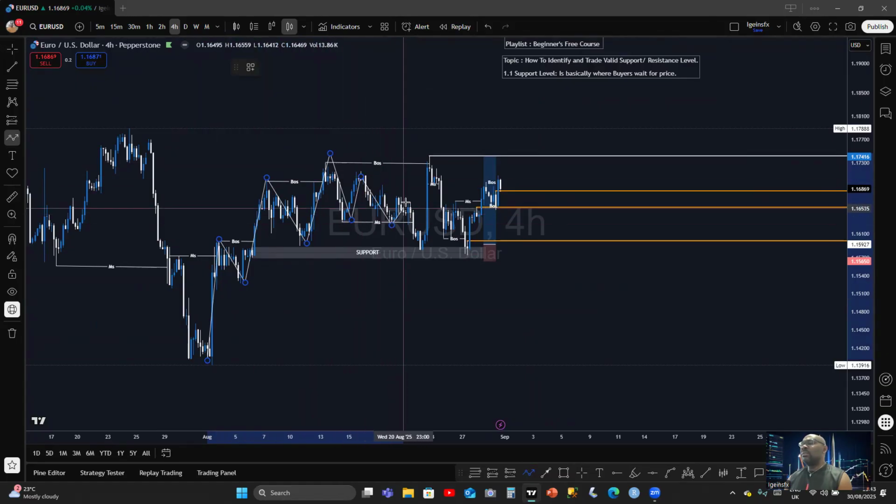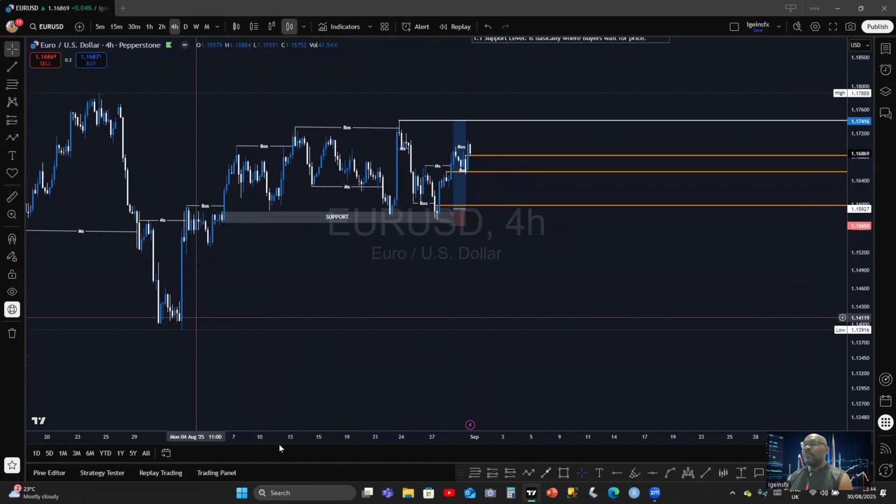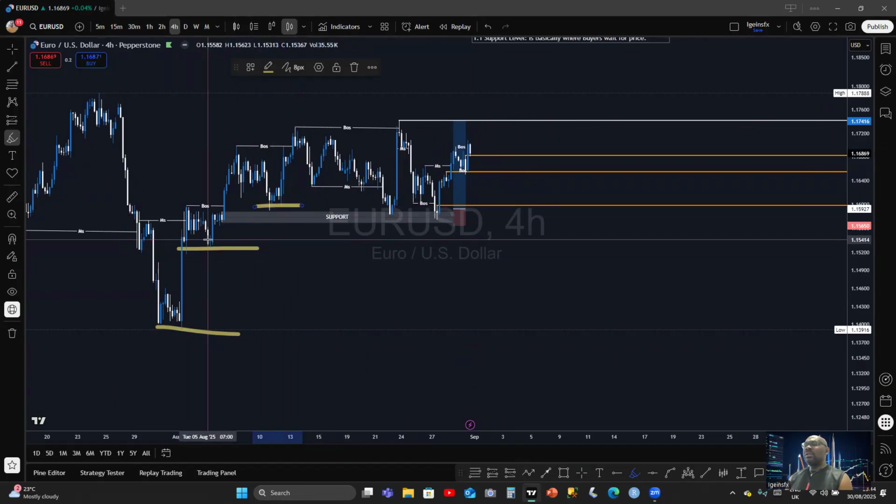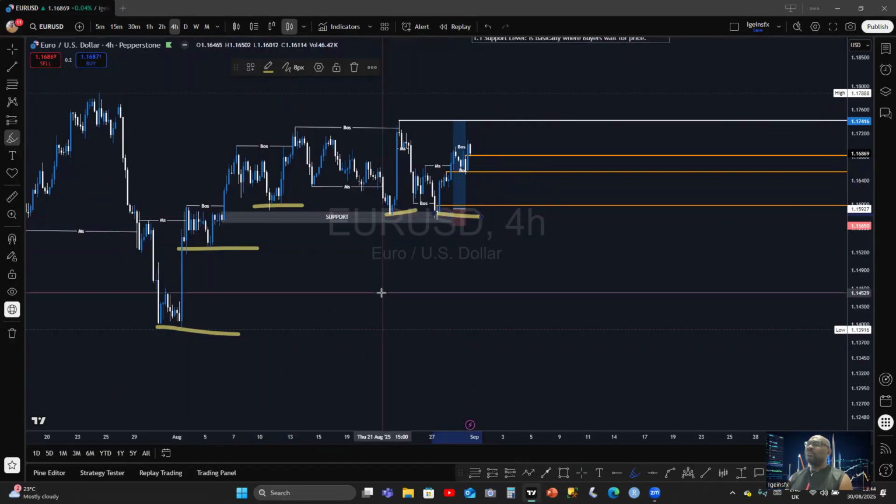Then here it started coming down. It gave us a market shift. It came back to this level again, like this. So now let me explain. This point here is a support level. This is a support level. All right, you see, it's a support level. This is a support level, and this is a support level. Do you understand?